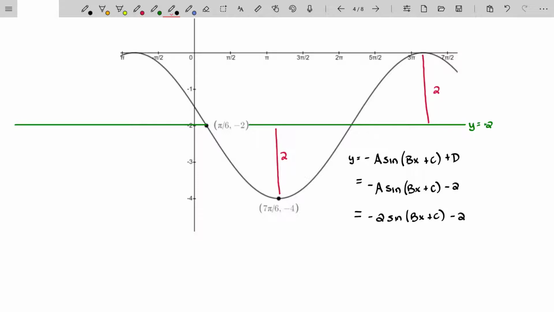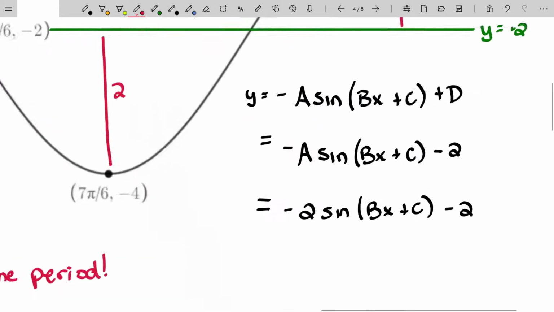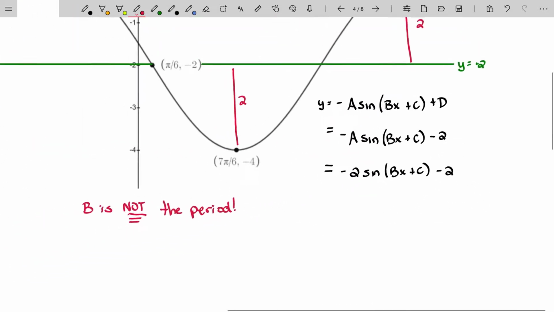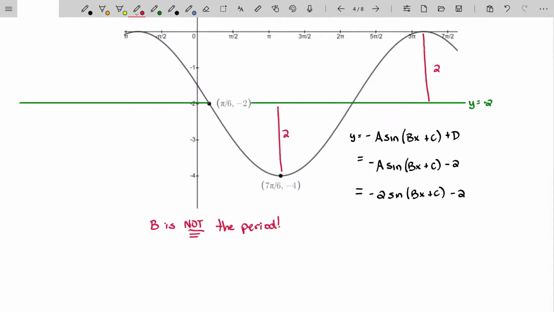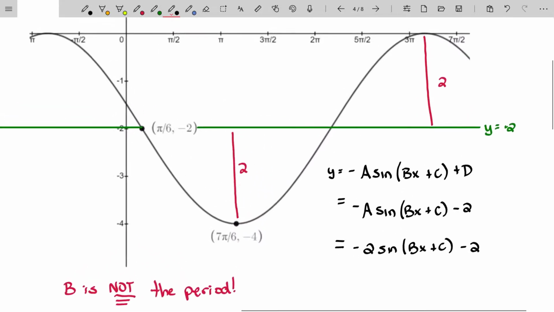Now, I do want to state very, very clearly, this b over here is not the period of this function. Nor is it the period of any trig function. It's associated with the period of the trig function, but it's not the period. That's critical to note. In fact, let's just state what it is. The period is actually 2 pi over b. So that's important.